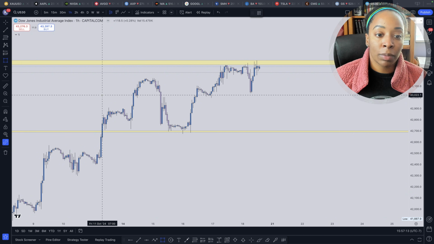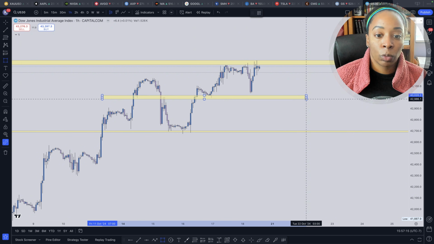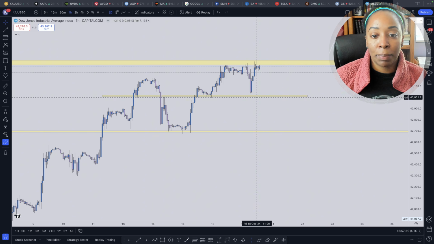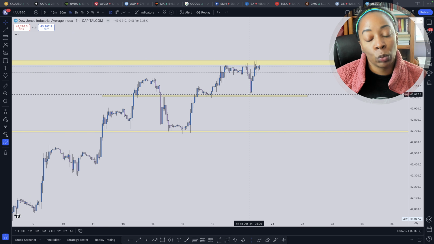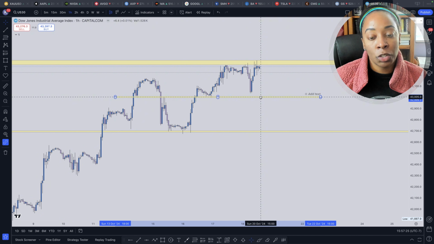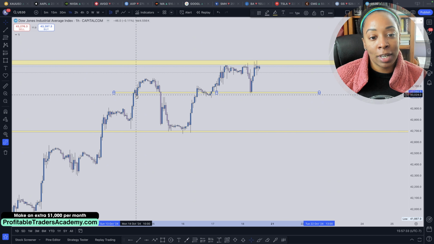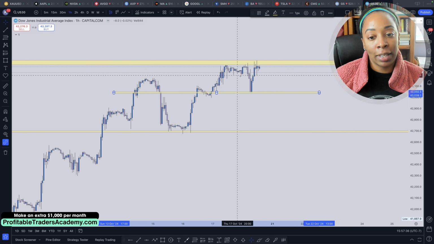But what I'm going to do is I'm going to place this level right here. But we do have this gap here. And I want to prioritize most recent price action. I do want to keep this at this level. So what I want to do is I want to see how it looks right here. And what I see is price breaking through and that's okay.